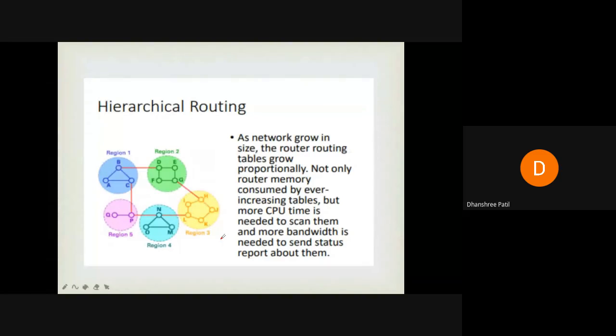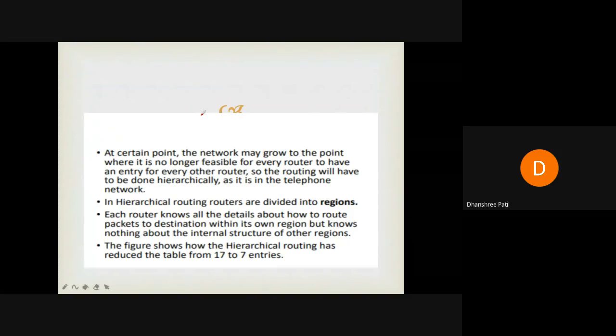Now, how to minimize this load is shown by using hierarchical routing. At a certain point the network may grow to the point where it is no longer feasible for every router to have an entry for every other router.